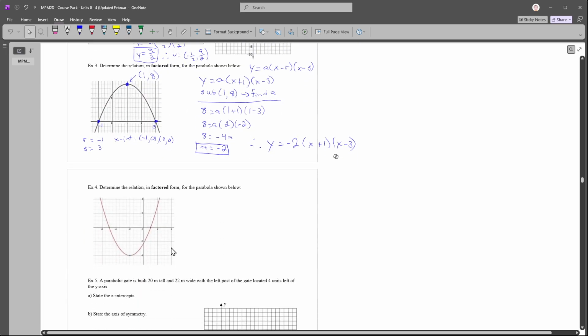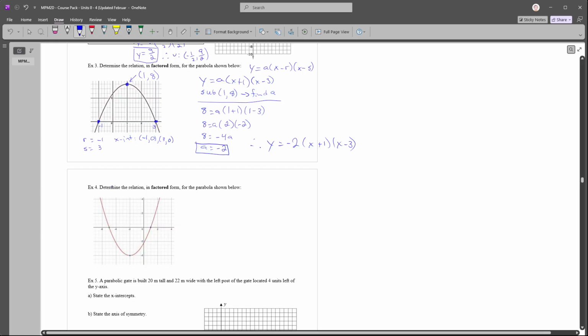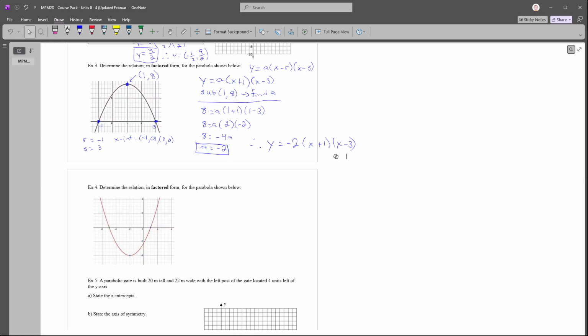So let's try again. This one's a little bit more challenging. The numbers aren't exactly the way we want them to be. So looking at this next curve, what do we got here? Well, we need to determine the relation in the factored form still, so nothing's really changing here, but what do we know? We know that we need to start with y is equal to a times x minus r times x minus s.